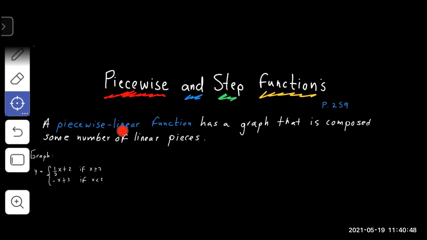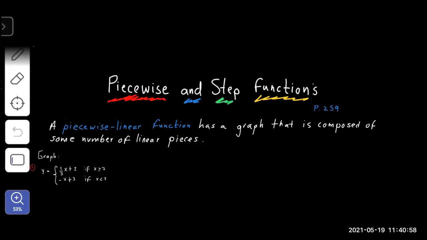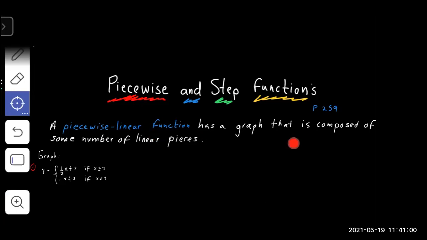And what is a piecewise linear function? It's just a graph that is composed of a number of linear pieces. What is that? It's exactly what I showed you. You have one piece here, you have another piece here, and you have another piece. You have different types of pieces to form the single graph. So basically that's what I want you to write down.